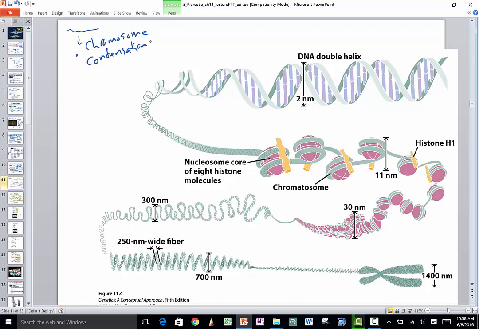And as we go from a less condensed to a more condensed state, the chromosome gets thicker. By the end, we'll have a 1400 nanometer chromosome, which is way thicker than where we're starting, but they always show the DNA as being wider on this screen in the picture. So that's a little weird.